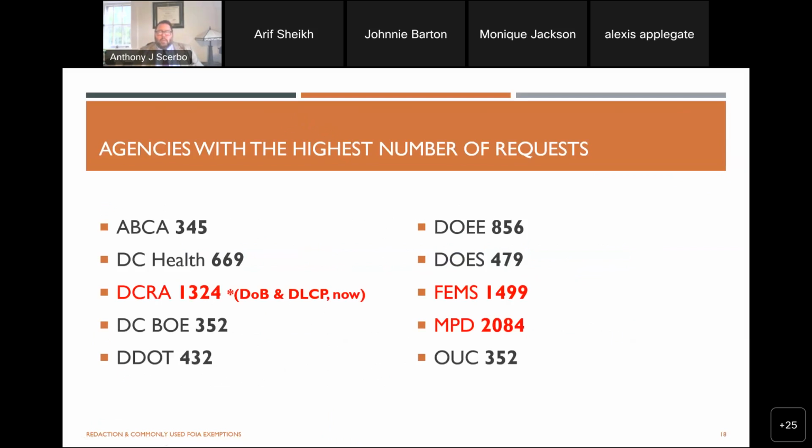Agencies that had the highest number of requests, you can see, and I don't think anybody's going to be particularly surprised at which agencies had the highest number of requests. Leading in at over 2,000 was MTD. Second was Fire and Emergency. And then a close third was DCRA, which now is, of course, Department of Buildings and Licensing and Consumer Protection. But you can see the numbers vary significantly between agencies.